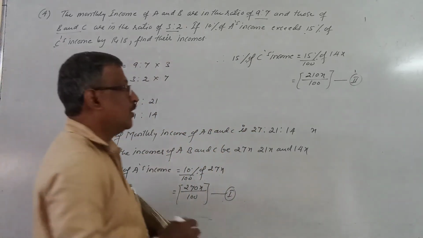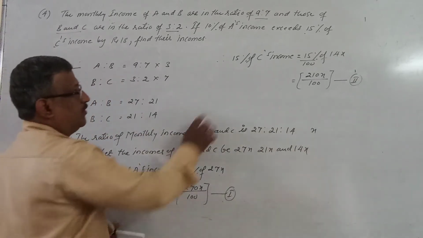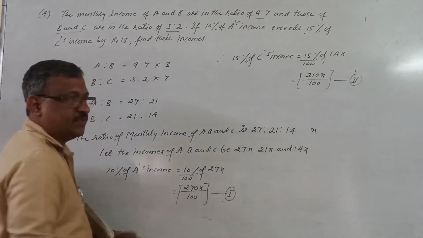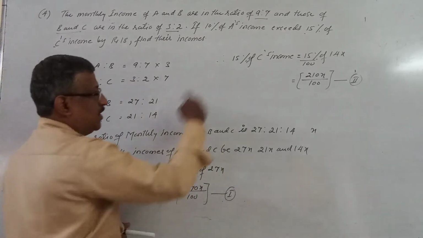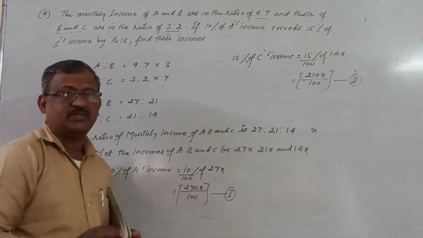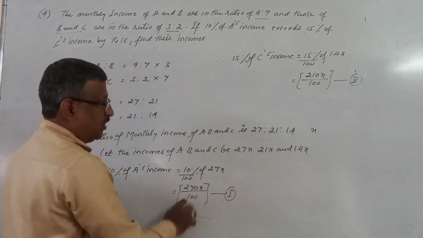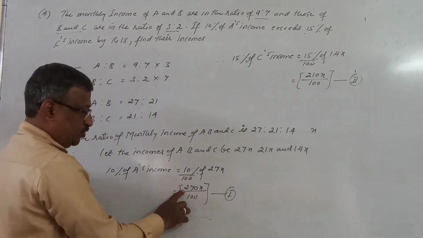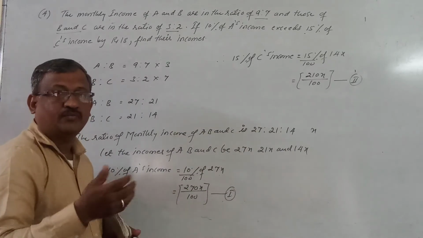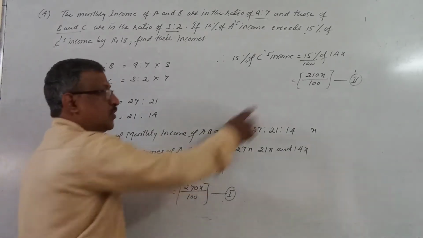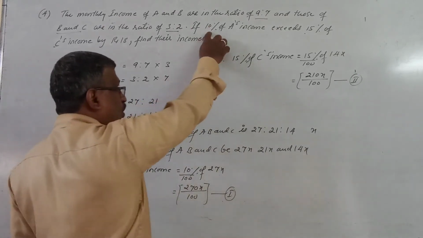Clear? So like this you will come to know what is 10% of A's income and 15% of C's income. In the problem, they have said 10% of A's income is more than 15% of C's income by 18 rupees. Even if you compare, you will find this income is more than this income. This is 270x divided by 100 and this is 210x divided by 100. So which income is more? This income is more than this income. That is what they have said in the problem.